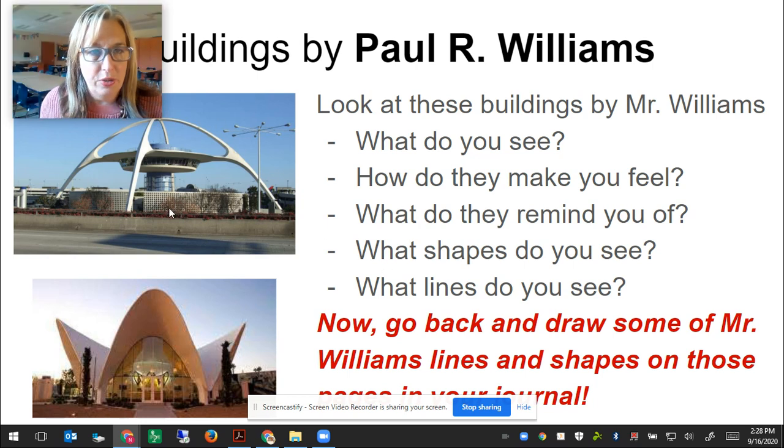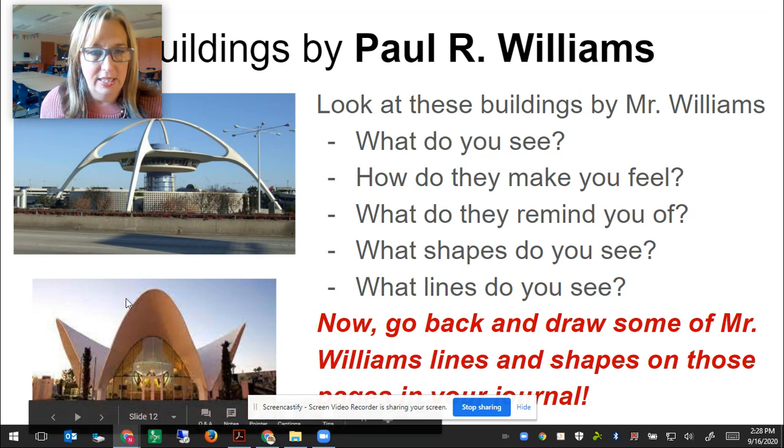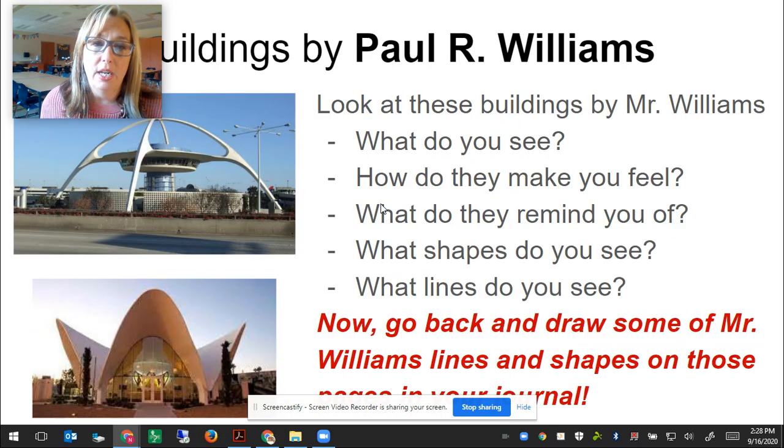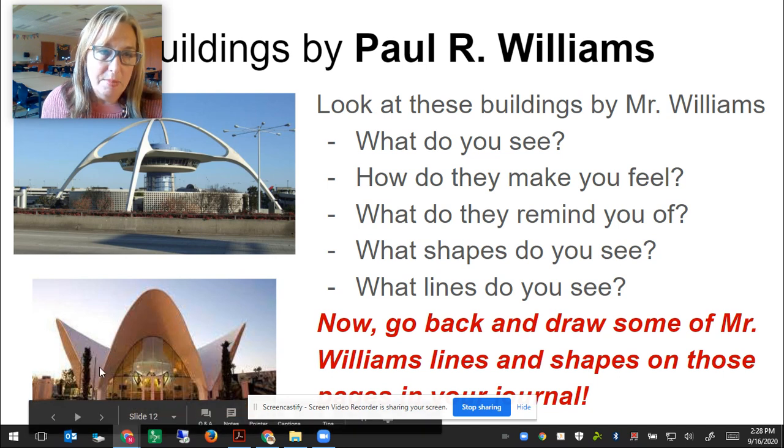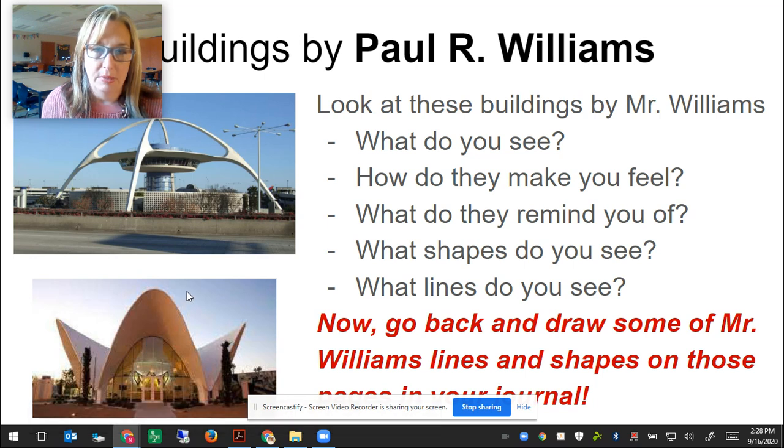What shapes do you see? And what lines do you see? You might think to yourself, if you're super advanced, is it more of an organic shape, this shape here? Or is it more of a geometric shape? And then you're going to go back to your journal and you're going to draw some of the lines and the shapes that you see in your journal after looking at Paul Williams.